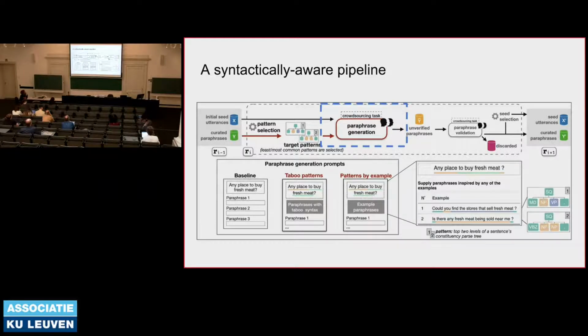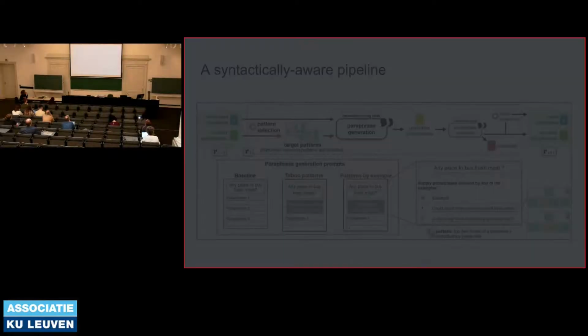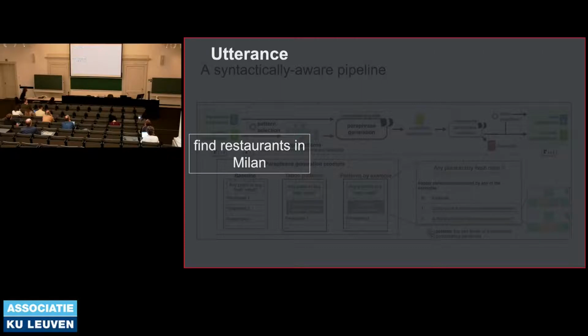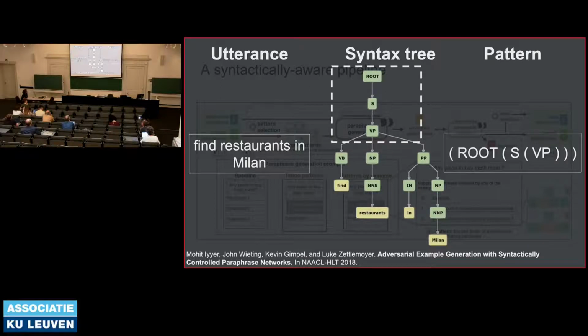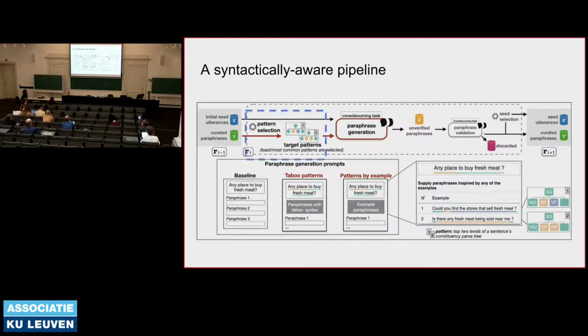We focus on paraphrase generation, and we assume an initial dataset of seeds and paraphrases. To capture and control for syntax, we rely on the notion of patterns. For a given utterance, we follow existing literature and use the top two levels of the syntax tree as the corresponding pattern. Going back to the pipeline, we introduce a pattern selection step that identifies the target patterns.